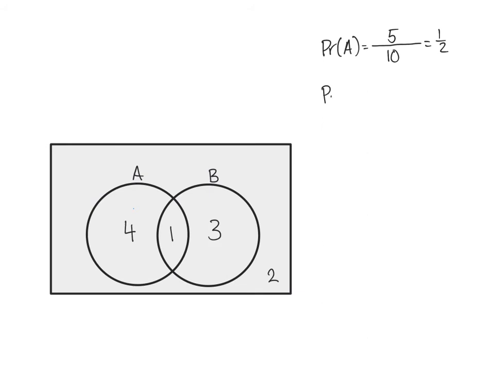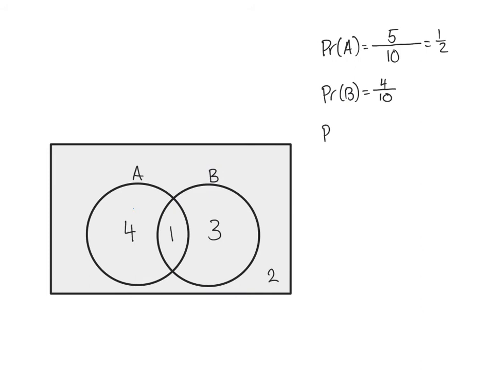What about the probability that event B happens? Well, there are 10 total outcomes all up, and 4 of them happen inside the B circle of the Venn diagram, so 4 of them are part of event B.